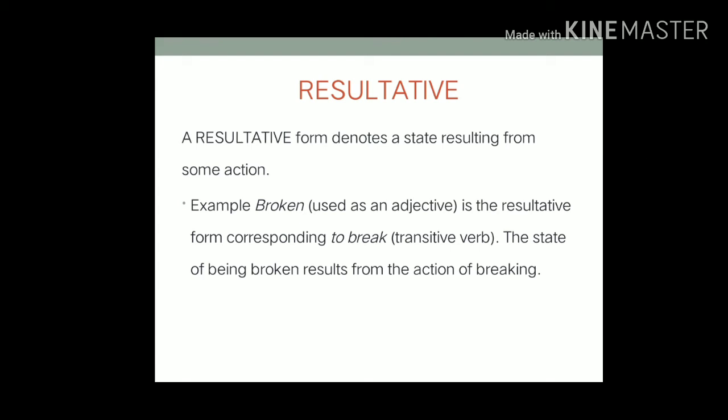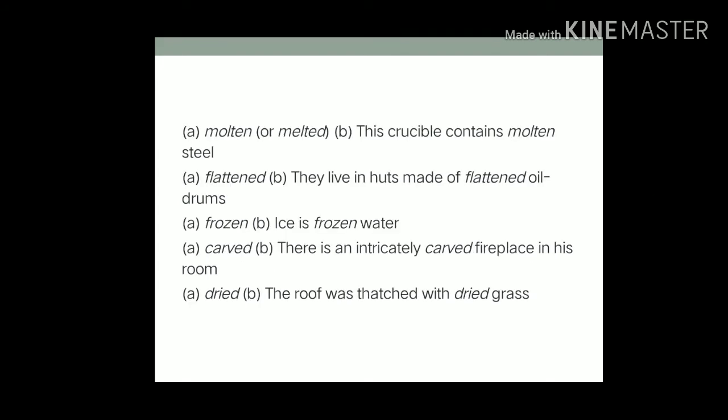Okay, let's see the examples. Molten, from melt: this crucible contains molten steel. Flattened: they live in huts made of flattened oil drums. Frozen: ice is frozen water. Carved: there is an intricately carved fireplace in his room. Dried: the roof was thatched with dried grass.